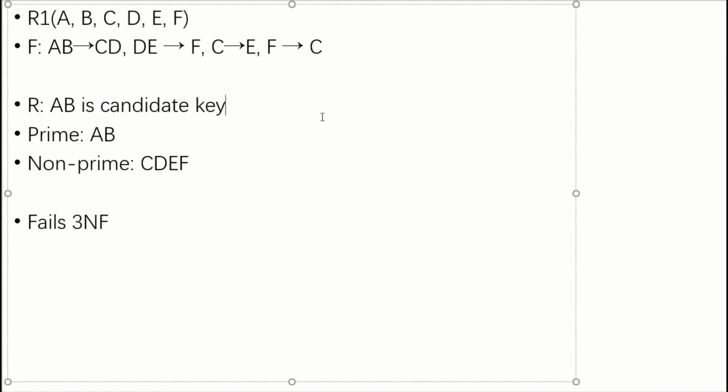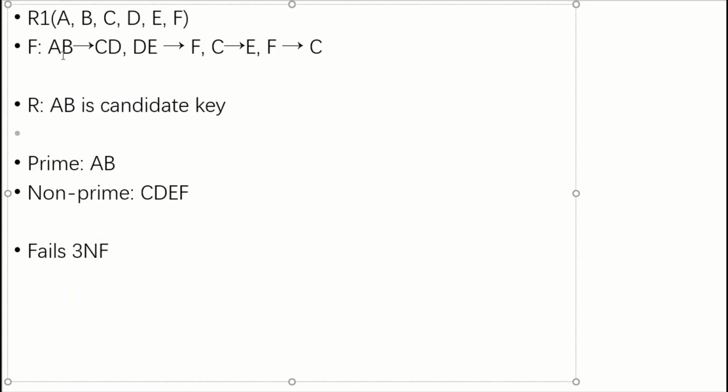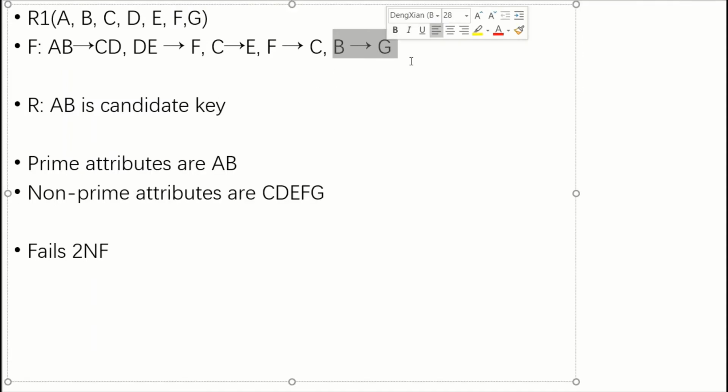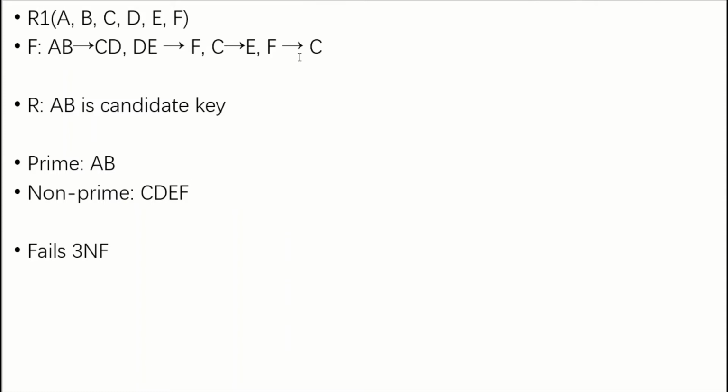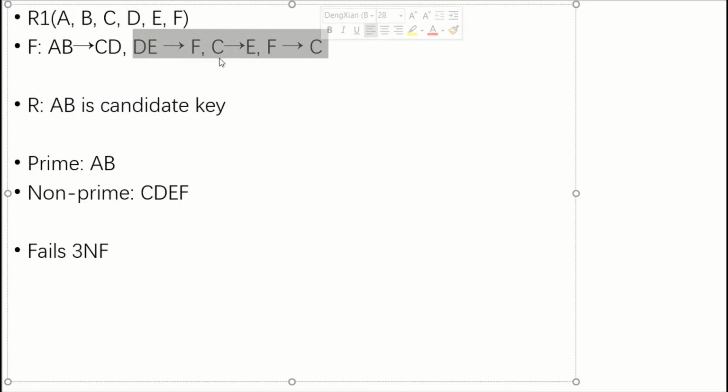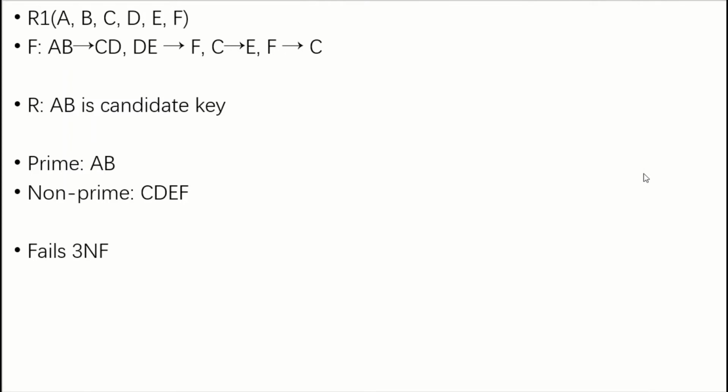So let's do a check. Yeah, it should be correct, similar to what we have earlier on. So the prime attributes are A and B, and non-prime are C, D, E, F. And so here we don't have anything that violates the 2NF, but we have a non-prime attribute that is dependent on another non-prime attribute. So in fact all these three functional dependencies fail the third normal form.